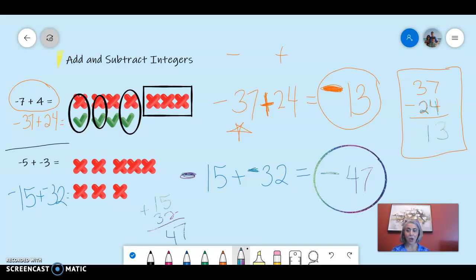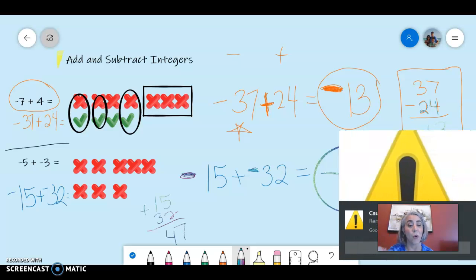Hopefully this helps you. There are two separate rules when you're adding your integers. If they are the same sign, you add and you keep the sign. If they are different signs, you subtract and you keep the sign of the one you have more of.